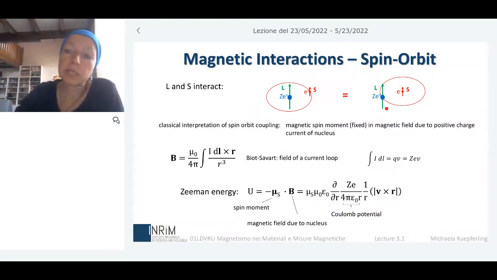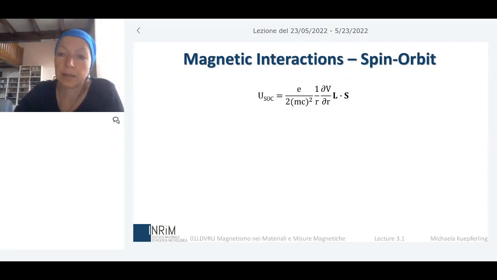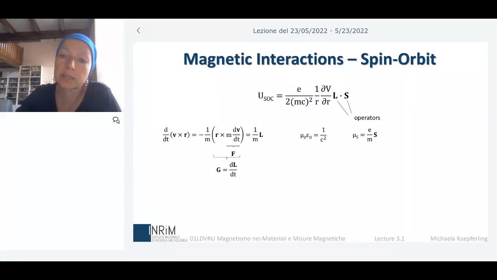So what does it mean? It means simply that our spin magnetic moment will align with the orbital magnetic moment. It will somehow feel the field of this orbital magnetic moment. And that's why it is called spin-orbit coupling, because they couple to each other. Very often you will find it written in this way, spin-orbit coupling energy. So not considering here anymore that we have this Coulomb potential, but you write simply the potential, and you write L and S as operators as we do in quantum physics.